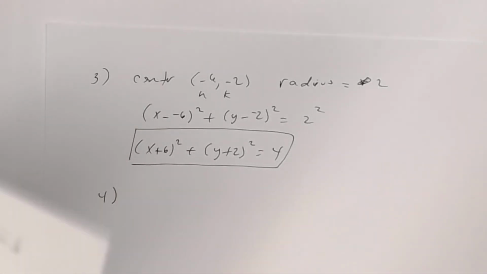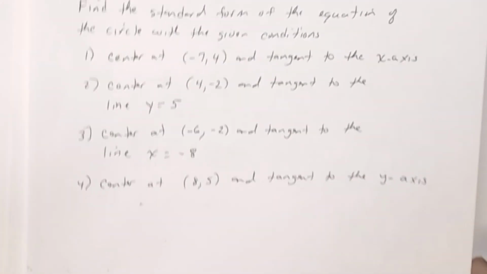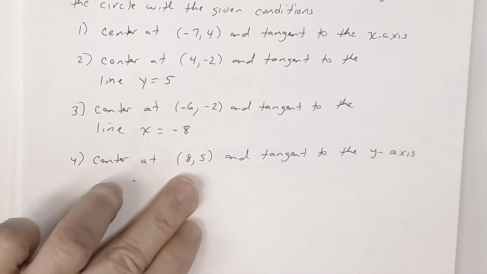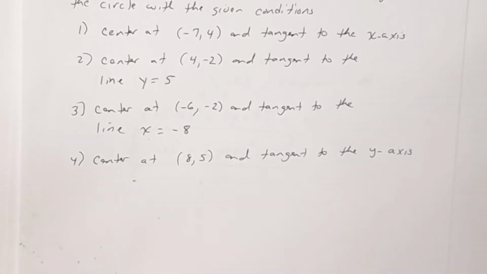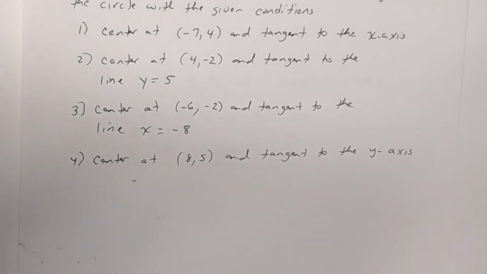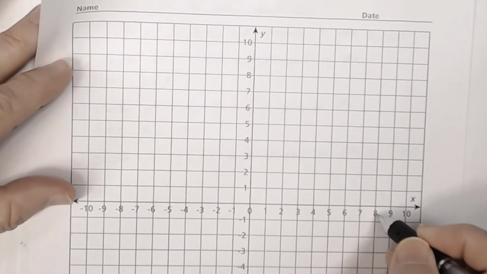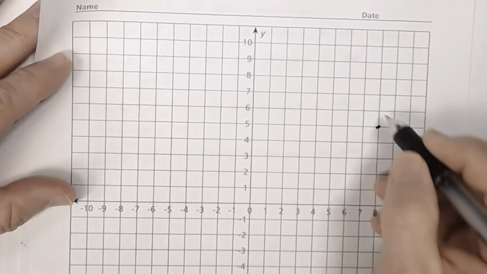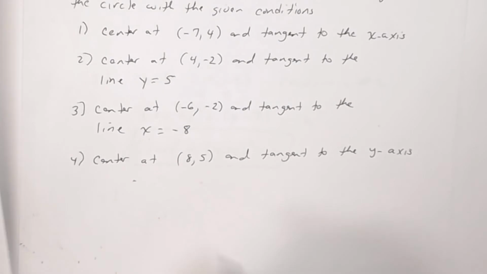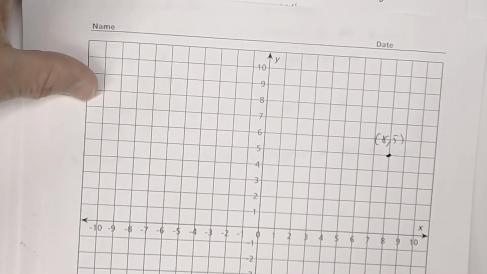Let's look at number 4. So in number 4, you're told that the center is at (8, 5), and it's tangent to the y-axis. So the center is at (8, 5) and tangent to the y-axis. Let's look at a diagram of this. It really does help if you look at this visually. So (8, 5) is in the first quadrant, so there's where (8, 5) is. That's the center. So right away, in number 4, we know the center.